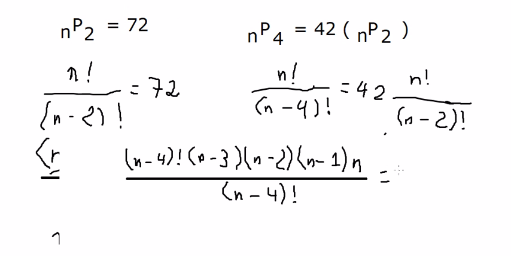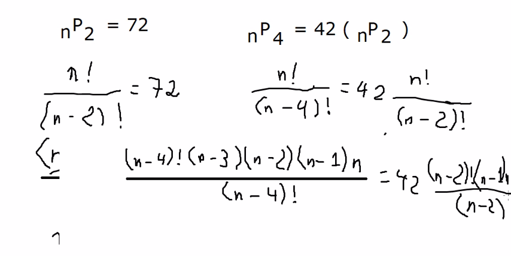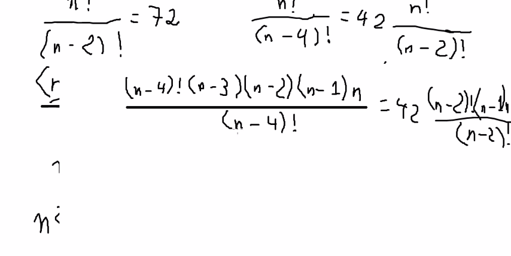And we have 42 multiplied with n minus 2 factorial, n minus 1, and n, divided by n minus 2 factorial. So we have n minus 4 factorial and n minus 4 factorial, and we simplify. Similar for this one.